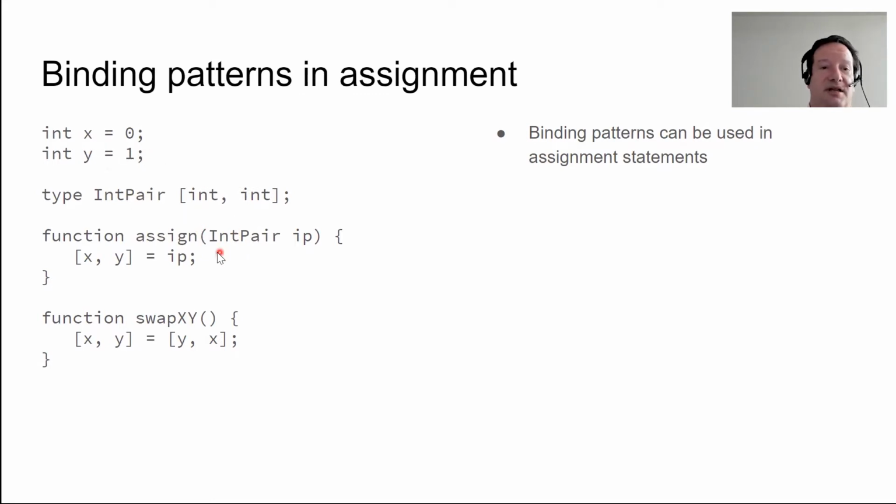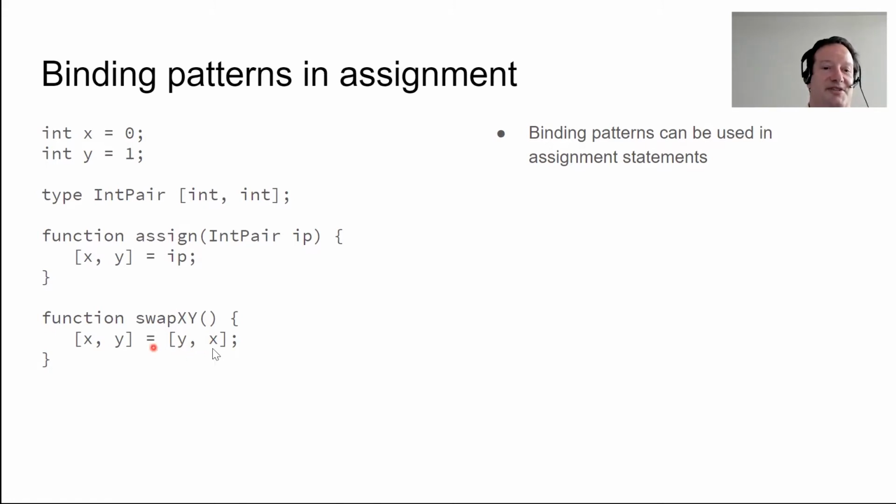So this is a simple example here. I've got two variables. I've got a type that's a pair of ints. I can use an assignment here to assign this, and this destructures it and assigns the first member of the tuple to X and the second member of the tuple to Y. And if you go the next degree, this is quite a fun thing you can do, which allows you to swap two variables without using a temporary variable.